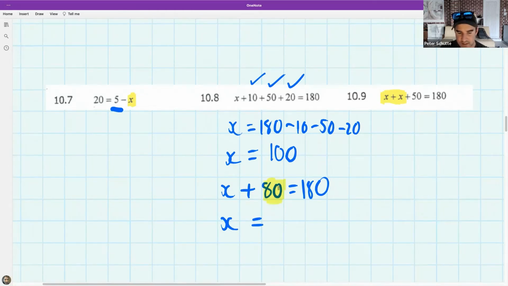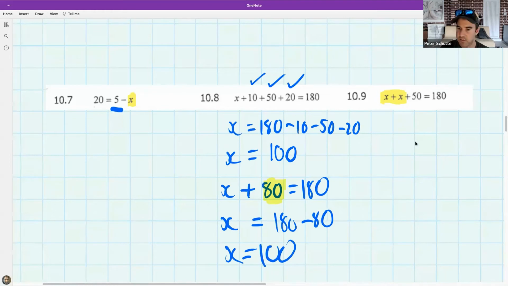And then if you take away 80 from both sides, and again, notice, guys, how I'm actually not writing the steps so much as I'm just doing it in my head. I'm taking away 80 from both sides. On the left-hand side, that means I just have an x. On the right-hand side, I just have 180 minus 80, and then the answer is 100. Okay, what about 10.9? Who can help me with 10.9?